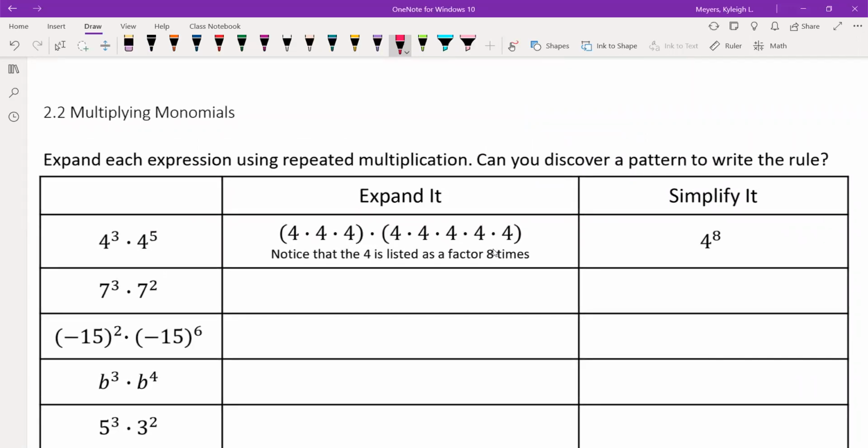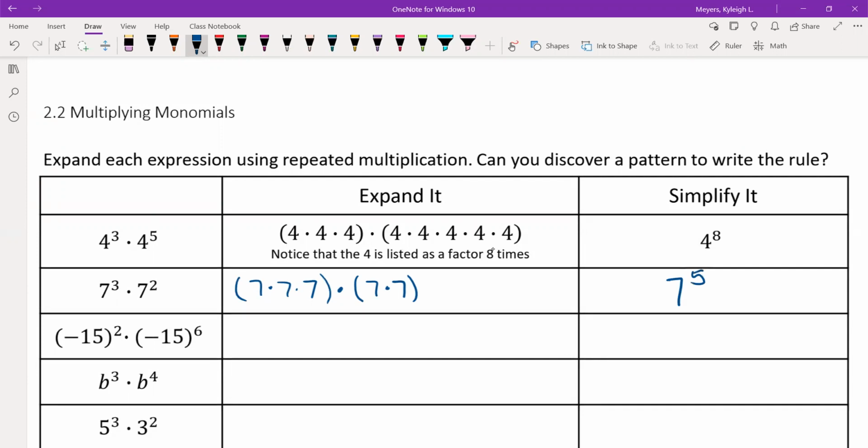And then we put it into groups like that accordingly. So we're going to do that with 7 to the 3rd. In parentheses, we're going to write 7 times itself 3 times, times 7 squared. So 7 times itself twice. And then how many times do we see 7? Well, we see 7 5 times. So we're going to simplify it as 7 to the 5th, right?